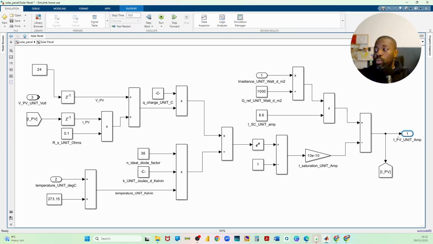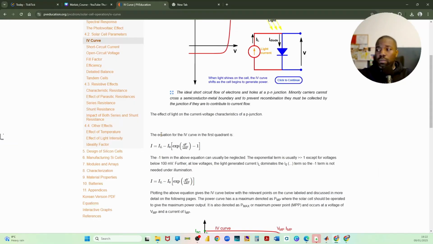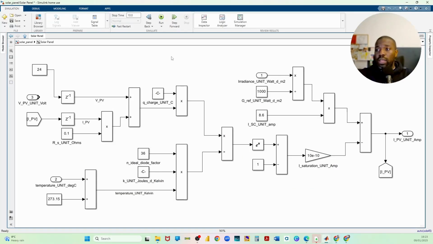Now, for us to model this, there's a couple of things we need to think about. One, we need to think about all the different constants that make up the equation, right? In this case, we have quite a few: Q, N, K, and I0, which stands for the saturation current, and all of them have a specific value for a specific solar cell. Now, in Simulink, what you can do is model all of these as constants, mainly because they don't actually change. They are specific to that hardware.